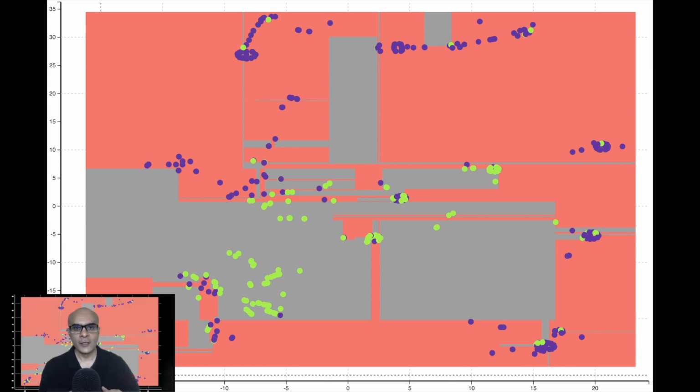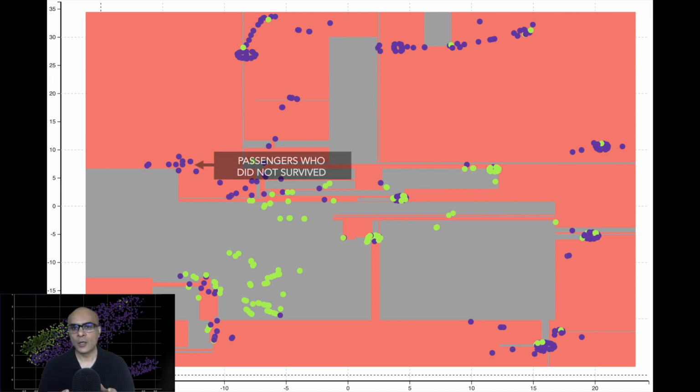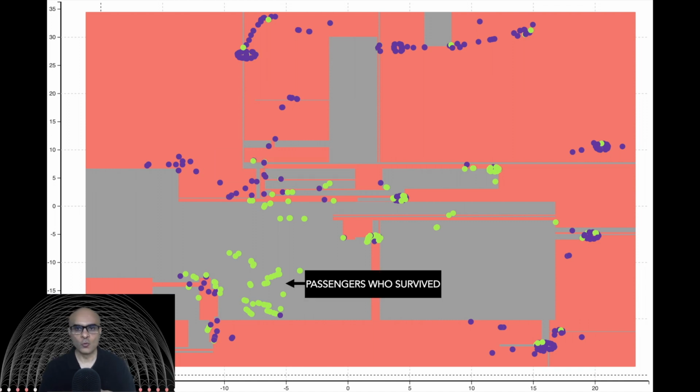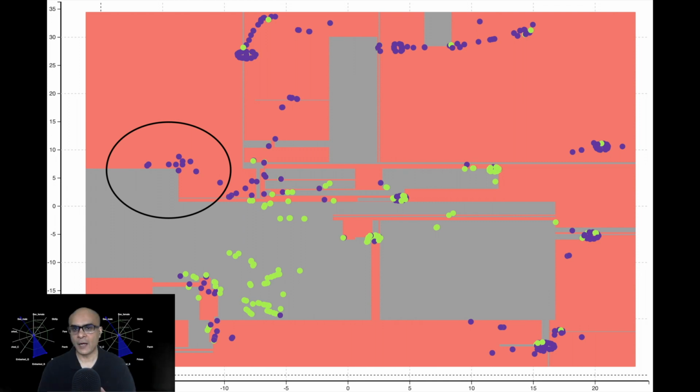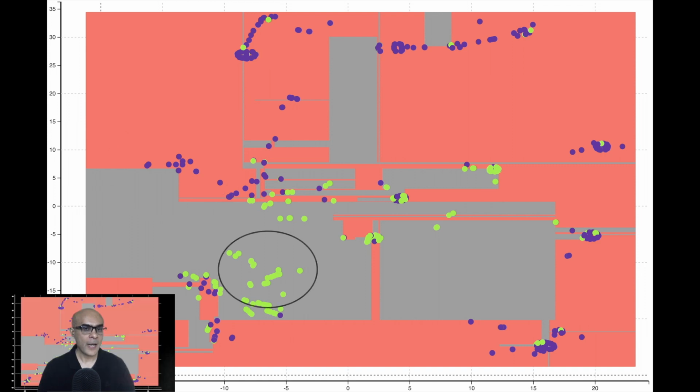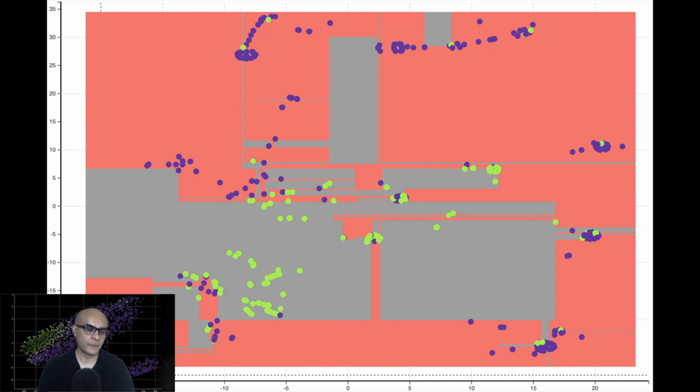Now each dot here represents a passenger in the training dataset. The blue color points are the passengers who did not survive, and the green color points are the passengers who survived. We can observe that the passengers who did not survive, shown here as blue points, are generally grouped together. And similarly, the passengers who survived, shown as green color points, are also grouped together.